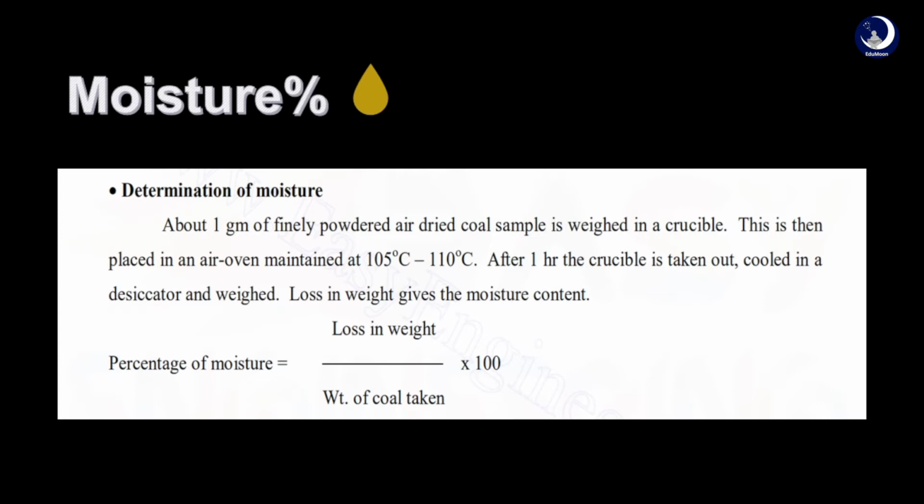After keeping this, the crucible is kept for 1 hour and taken out and cooled in a desiccator and weighed. Loss in weight is reported on percentage basis. The percentage of moisture is loss in weight by weight of coal into 100. This is the percentage of moisture. It is nothing but 1 gram of coal is taken and it is kept at 105 degrees Celsius to 110 degrees Celsius. We have to heat it and then leave it for 1 hour. Then we have to calculate the loss in weight, which is nothing but the percentage of moisture.